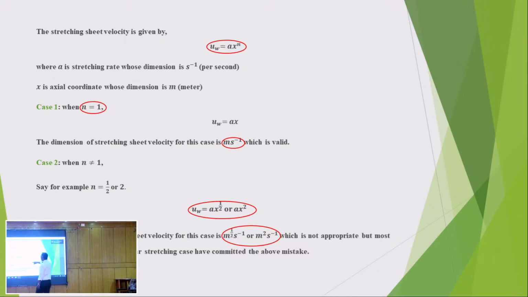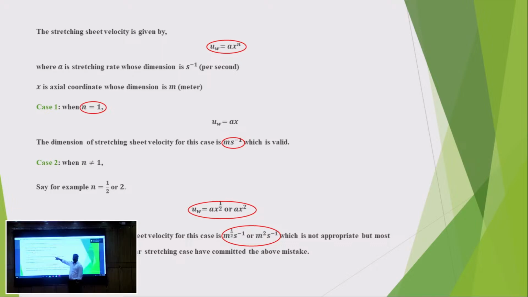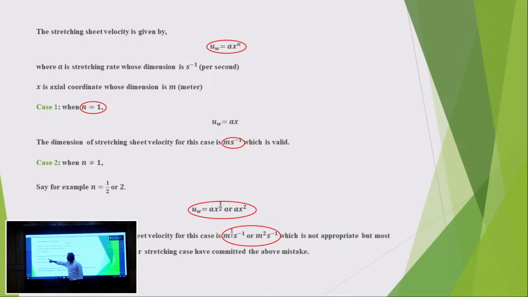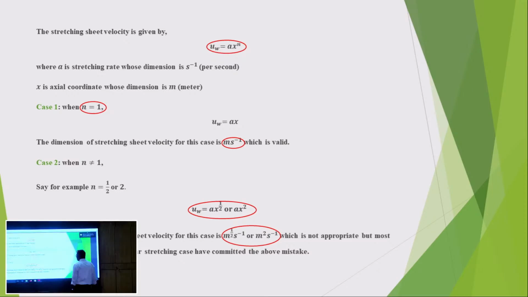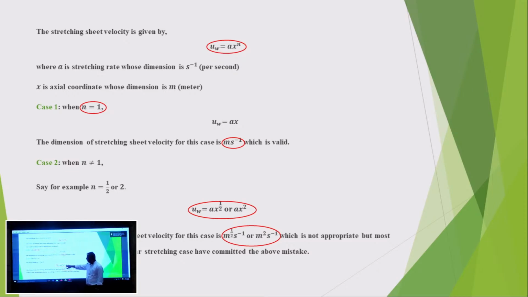When n is equal to 1, Uw is equal to ax, then your unit becomes meter per second, there will be no problem. When n is not equal to 1, it may be a fraction, or it may be 2, or 3, whatever, then surely it will become non-linear. Then you see here, your unit will be different. For this you are going to get like this, and for this you are going to get like this.